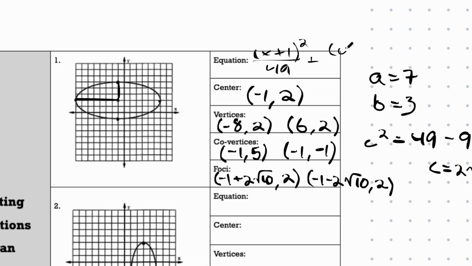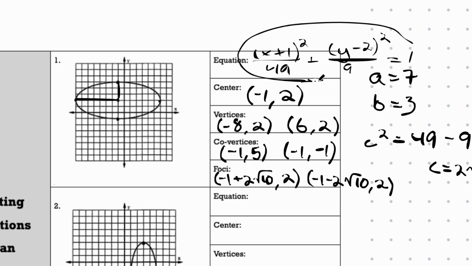Here, we're going to do y. Y, we're moving 2 to the right. Or sorry, 2 up, my bad. And so that means we're going to have to subtract 2. That's going to be over our b value, so that's going to be b squared, which is 9, and that's equal to 1. Sorry, all of this is a little bit messy. Okay.